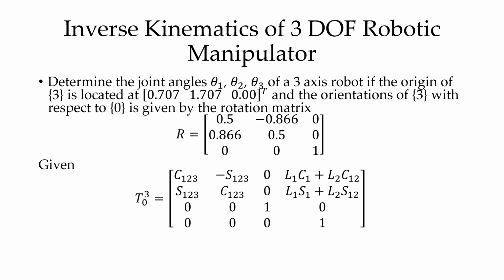So we are given the rotation matrix, the position coordinates, everything. We just need to find theta 1, theta 2, theta 3. That is, we have to find the joint variables for this particular given position and orientation. The link lengths are also given, L1 is equal to 1 and L2 is equal to 2. Now we will start solving this problem.